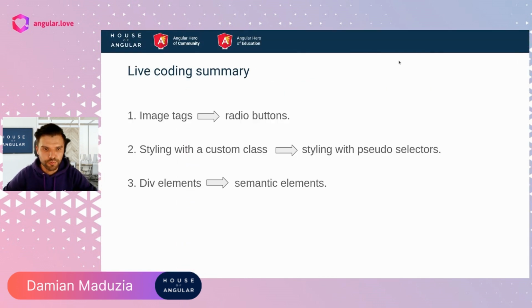So first of all, we have replaced a solution which had an accessibility flaw because it consisted of image tags, and we have replaced it with radio buttons that use the images as a label. Then we have also removed a custom class that was used for styling and turned conditionally, and we have used pseudo selectors instead. Finally, we have replaced some of the divs which don't have any semantic meaning with some elements that could be helpful for users relying on assistive technologies.